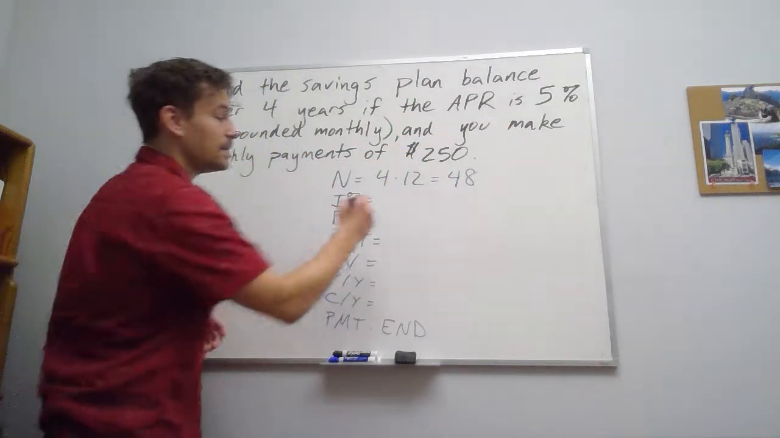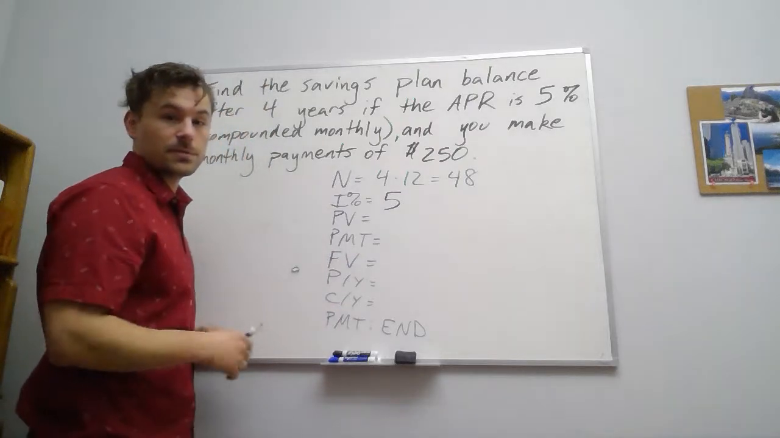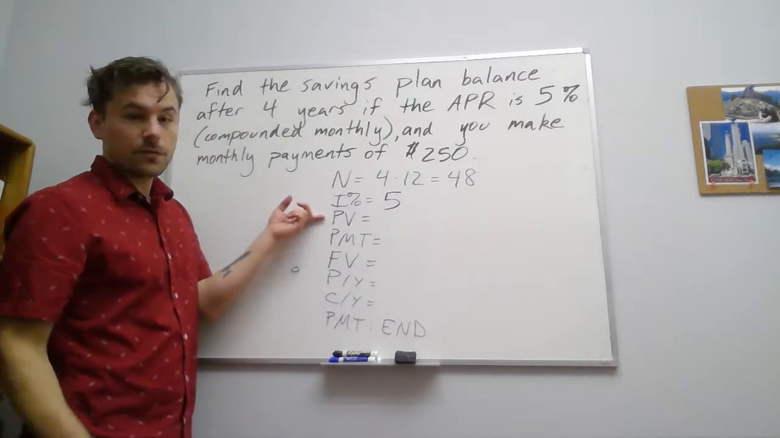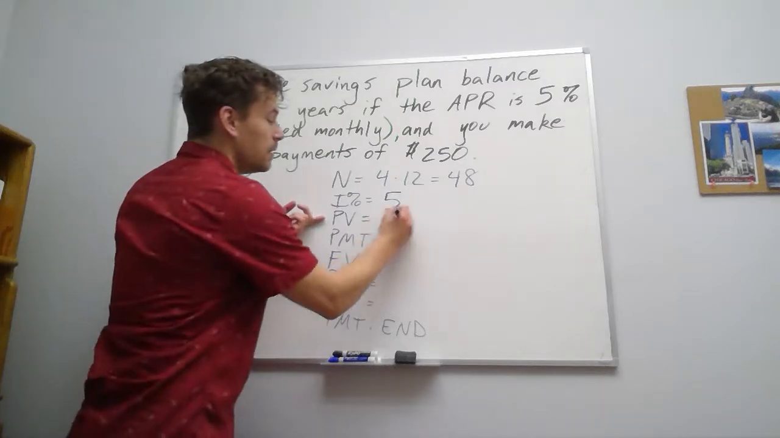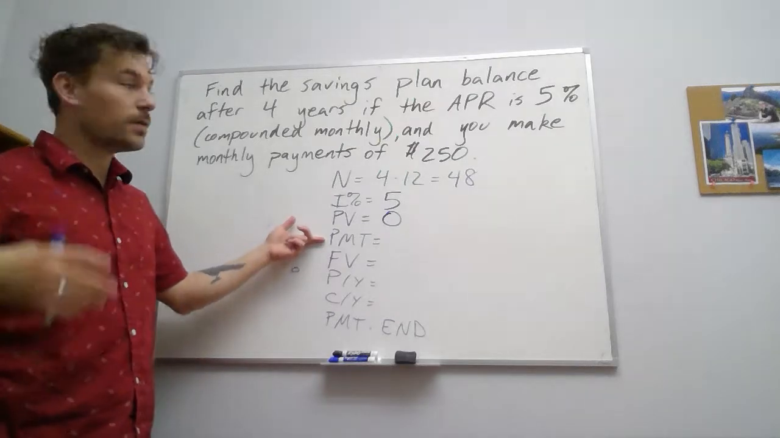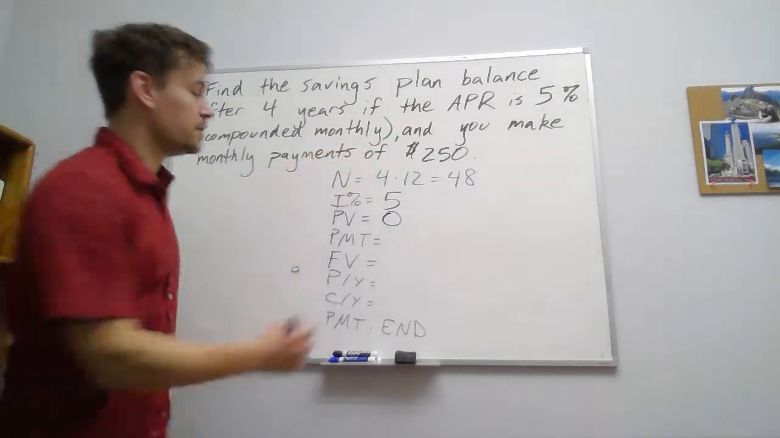We're going to leave that as 5, so don't convert it to a decimal like you would in some of the formulas. PV, our present value, if we don't have money in the account yet, that's just 0. PMT, our regular payment or a regular deposit, that would be the 250.